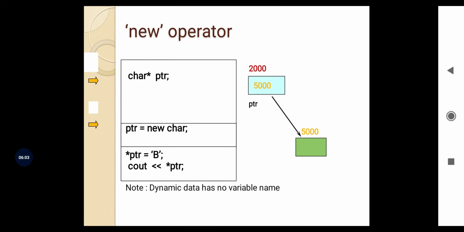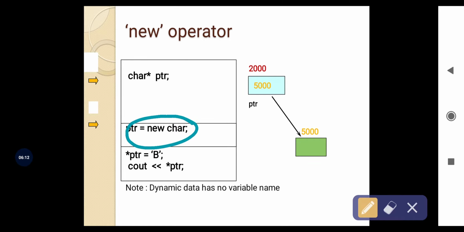Now what happens next when it comes to PTR? Look at the first time we are actually using the new operator here. How do we use it? The new operator is going to allocate memory for a character, and it will return the address of that allocated character, and the pointer which we have declared on the top will store that address.